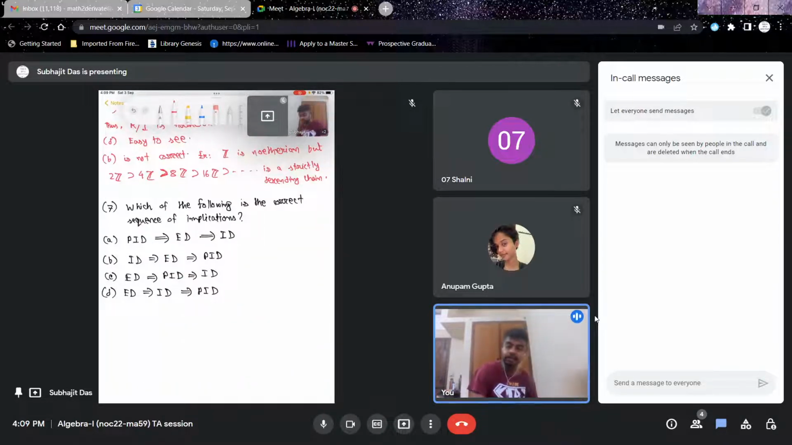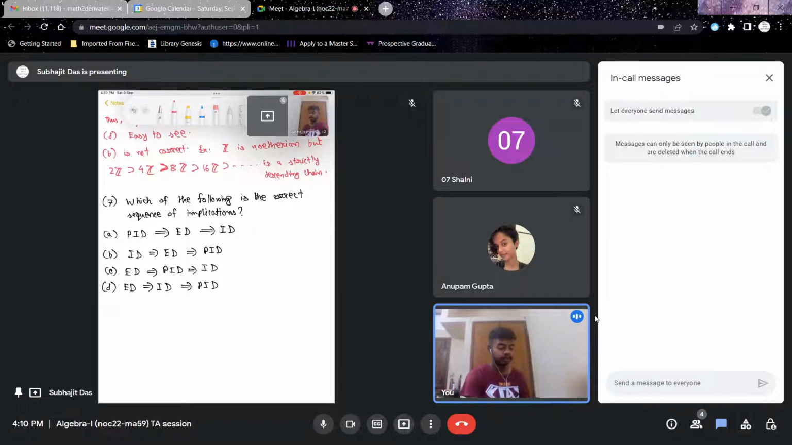So we are just left with the final problem, which is problem 7, and after that we can end the session. So let's just quickly go through it. So which of the following is the correct sequence of implications? We have a sequence of implications. We just need to find out which of them are correct.